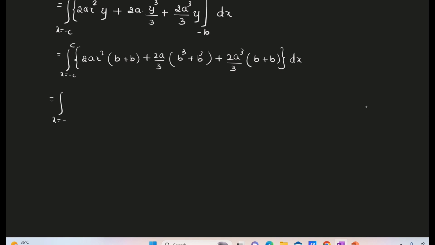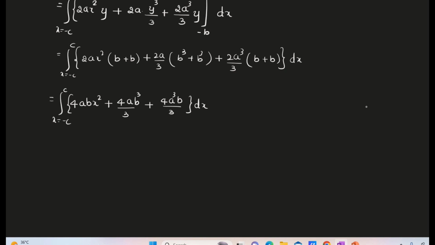Then the next step. Simplify: b plus b is 2b. Already we have 2a, so it is 4ab into x square, plus again 2b, so 4ab cube by 3, plus 2b, so 4a cube b by 3, into dx.